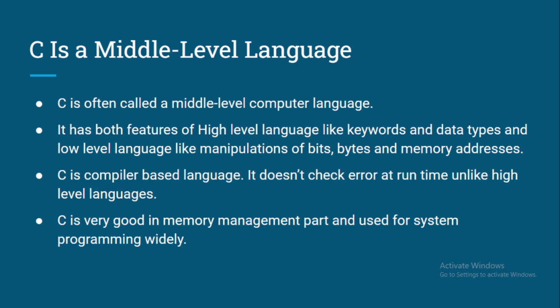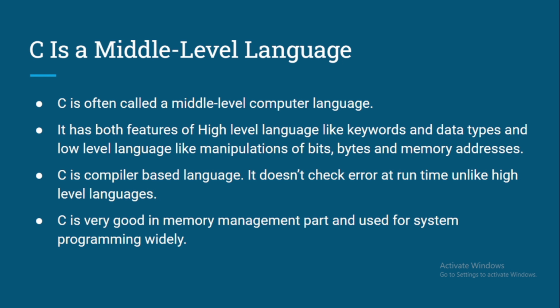And then we have higher level languages like PHP and Python, that kind of programming language, right? So C is often called a middle level programming language. Why? Because it has features of both high level and low level languages.